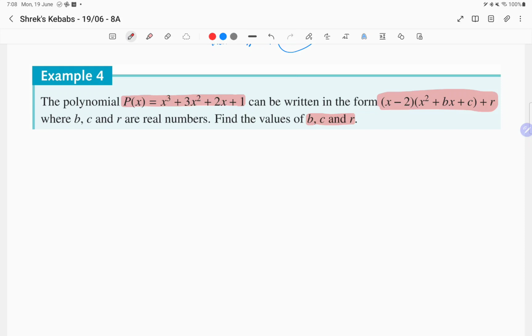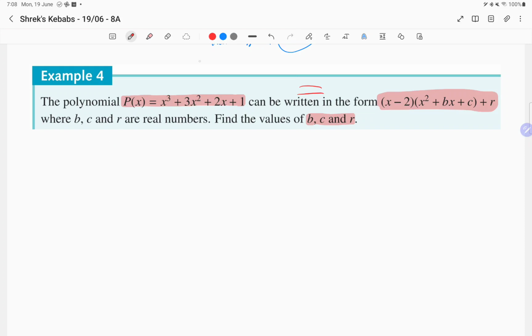So look at this one. The idea is that if two polynomials are equal, because "can be written in the form" literally just means equal, so P(x) is also equal to this thing. If it's equal, then every single term must have the same coefficient.